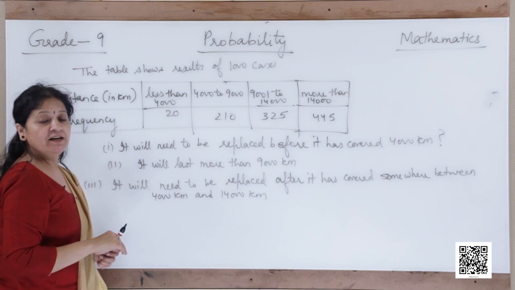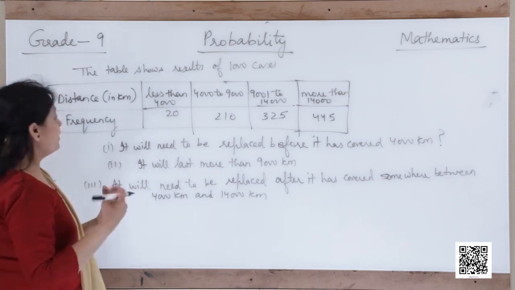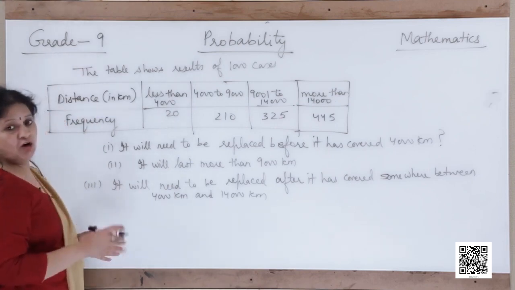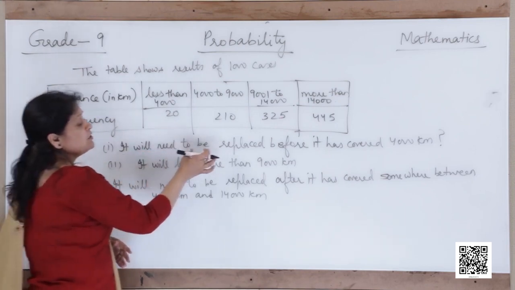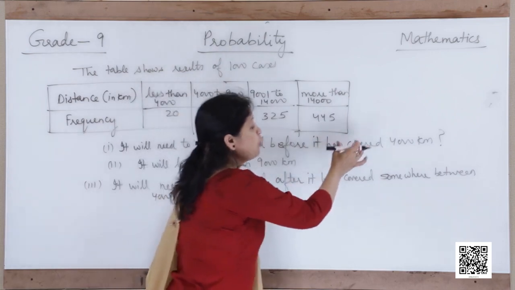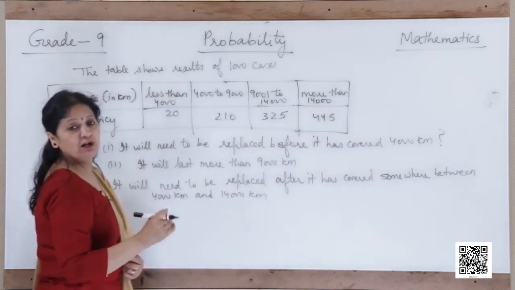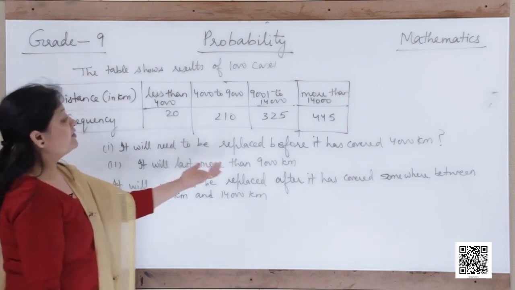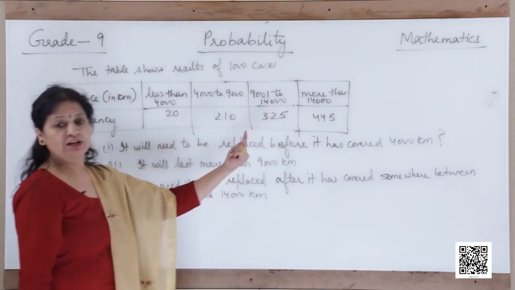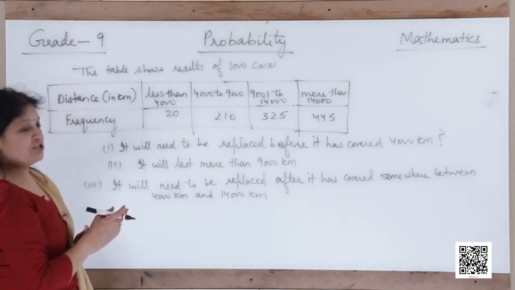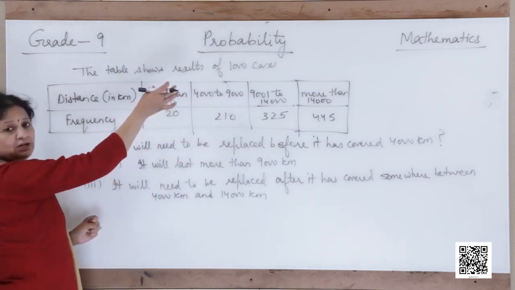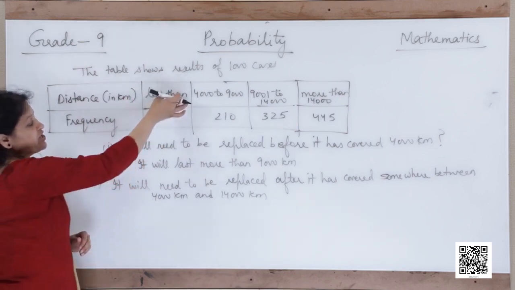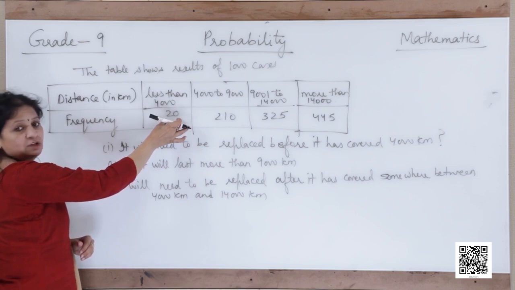Now, find the probability that if you buy a tire of this particular company, first part, it will need to be replaced before it has covered 4,000 kilometer. Please check from this table where it is before 4,000 kilometer or less than 4,000 kilometer. So, how many outcomes are there where less than 4,000 kilometer is there? You can check. Less than 4,000 we have 20 tires.